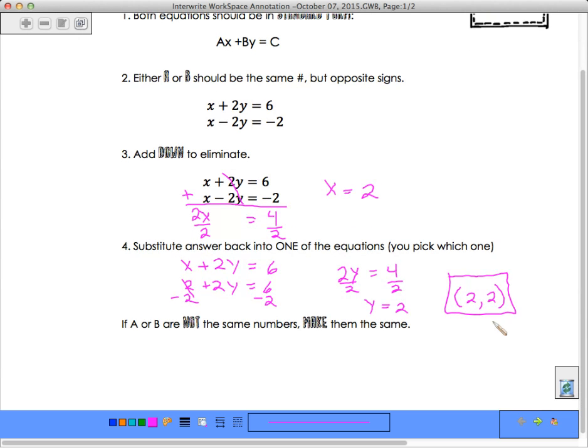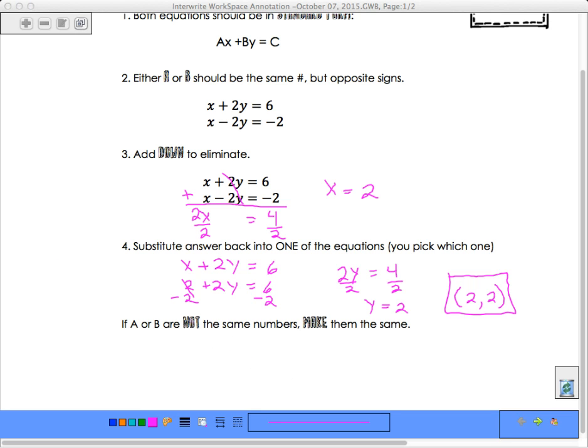So what I found is that's where those two lines would cross if I were to solve them for y and graph them. That's your solution to your system, the ordered pair that works in both equations. So sometimes, though, it's not so nice. If a or b are not already the same number with opposite signs, we have to make that happen. We make them the same number with multiplication.